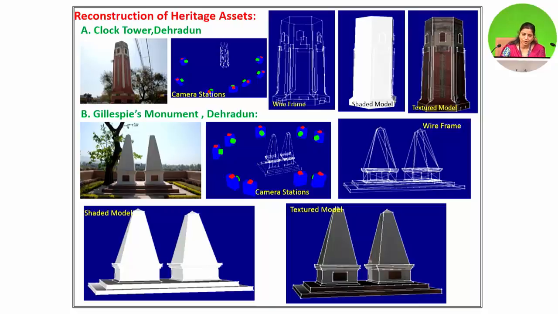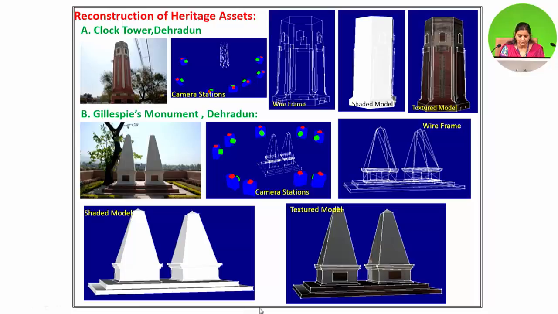We have tried to use the same approach for reconstruction of heritage assets. This is Clock Tower in Dehradun. The A building is Clock Tower of Dehradun. B is Gillespie's Monument, also in Dehradun. These two were simple structures.